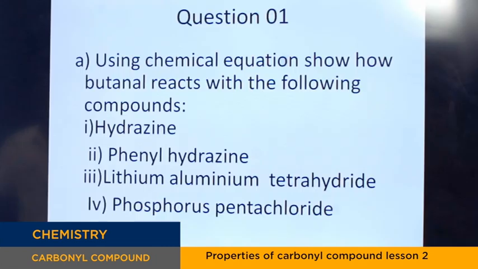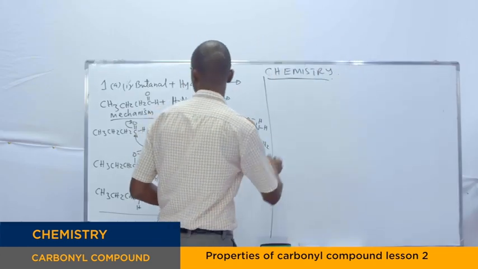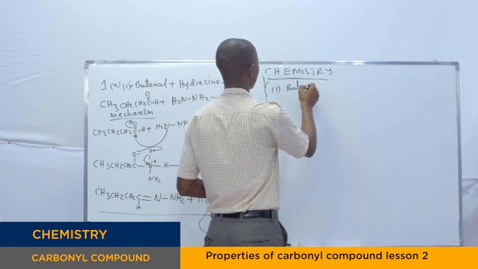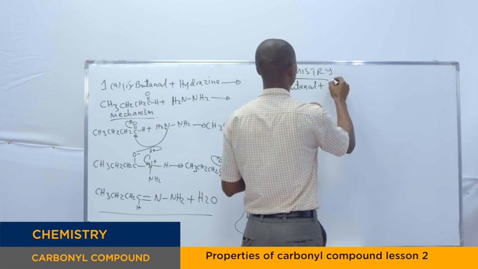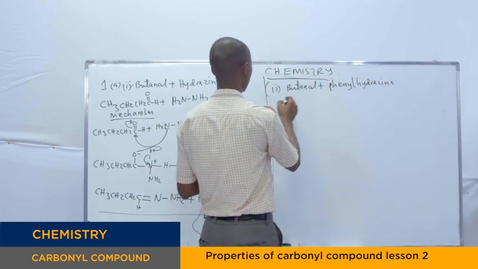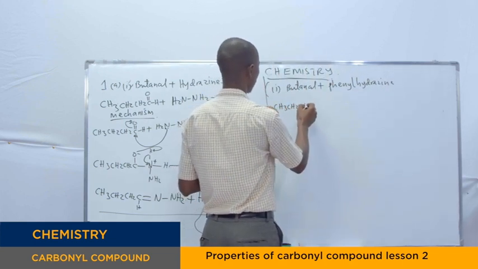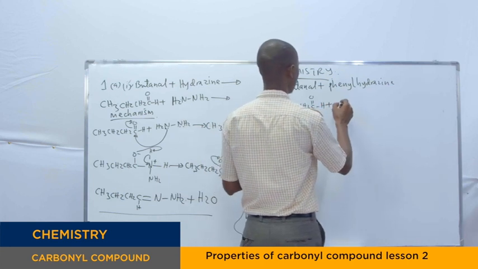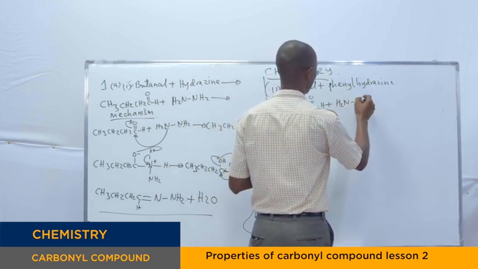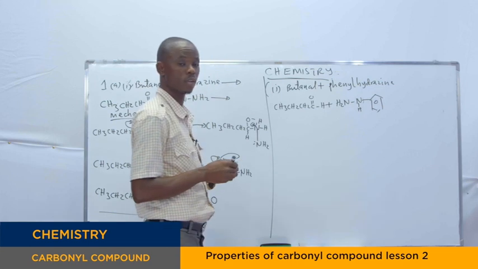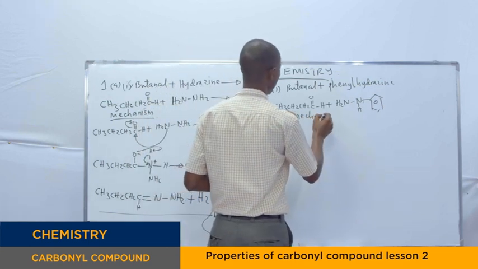From there, we can go to the second one. The second one says that butanal is reacting with phenylhydrazine. We can also see that as a simple example. Roman 2. That is also very simple. You just write the formula. That is butanal. Phenylhydrazine is written this way. That one. What will be the product? Let's see the little mechanism here as well.